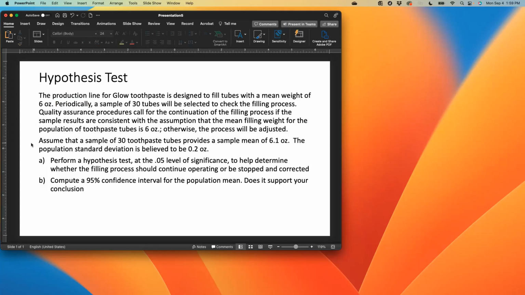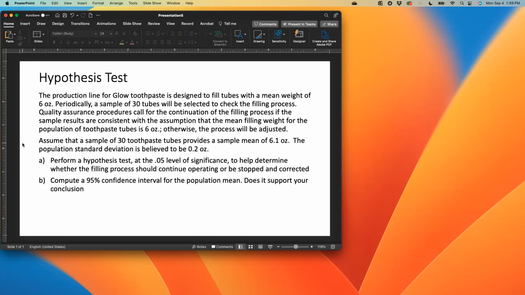Now, in the second sentence, it says, assume that a sample of 30 toothpaste tubes provides a sample mean of 6.1 ounce. The population standard deviation is believed to be 0.2 ounce. So here you can see that we're given the sample mean, and from historical data, we've been given the population standard deviation to be 0.2 ounce. This lets us know that our population standard deviation is known. So when doing the hypothesis testing, we're going to be using the normal distribution equation to solve this problem, right?